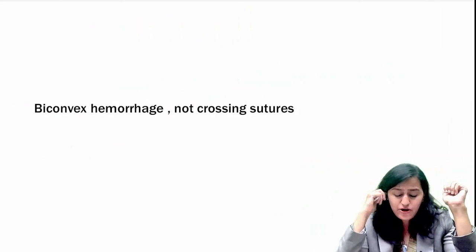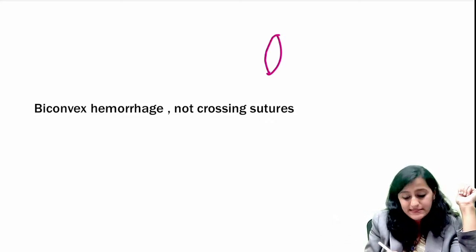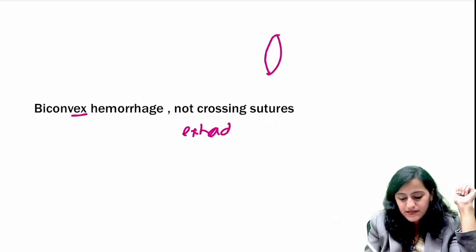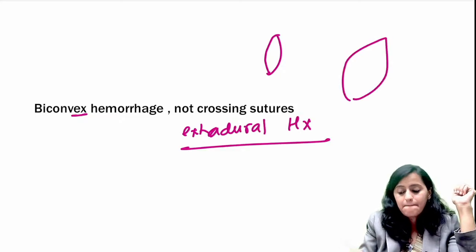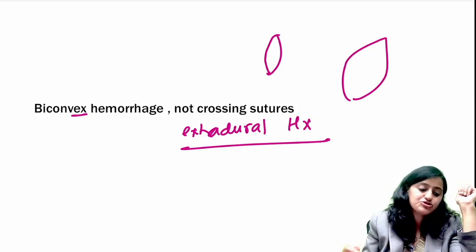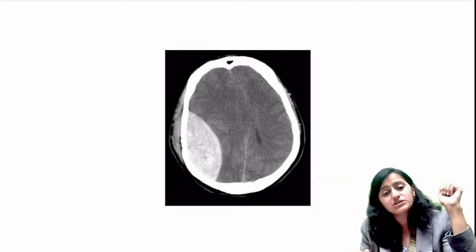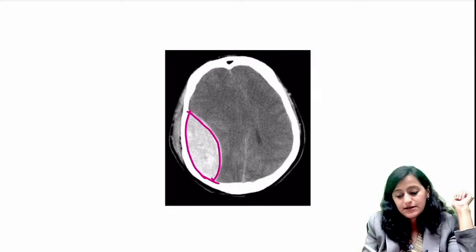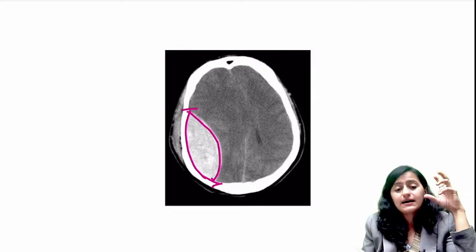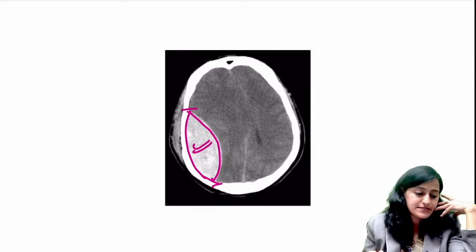If there is a biconvex hemorrhage not crossing the sutures, biconvex, it is going to be extradural hemorrhage. EDH is going to be biconvex. Okay, EDH is biconvex and does not cross the sutures, middle meningeal artery rupture, right? This is how it appears. This is biconvex, not crossing the sutures, right? Acute hemorrhage is hyperdense. You can see it is appearing white. Okay.